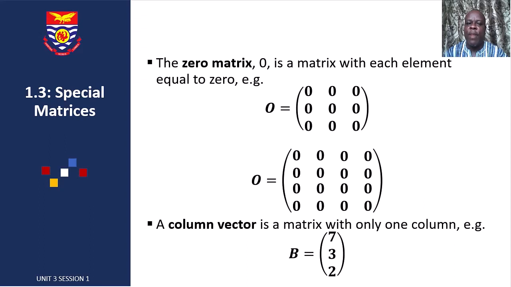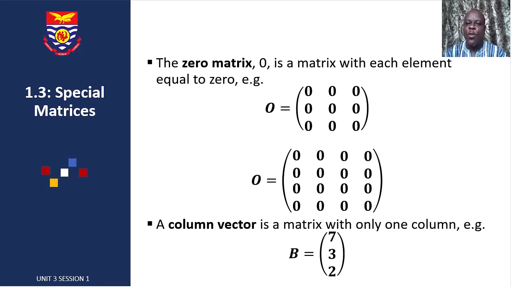For a 4 by 4, the first row will be 0, 0, 0, 0. Second row 0, 0, 0, 0. Third row 0, 0, 0, 0. And the fourth row 0, 0, 0, 0. So that is the zero matrix.